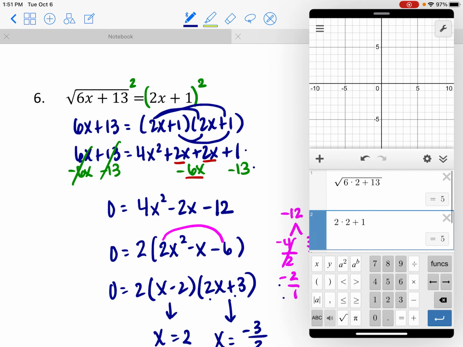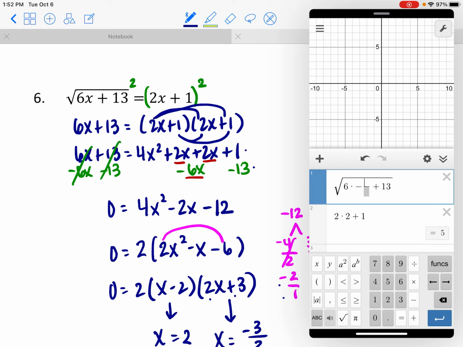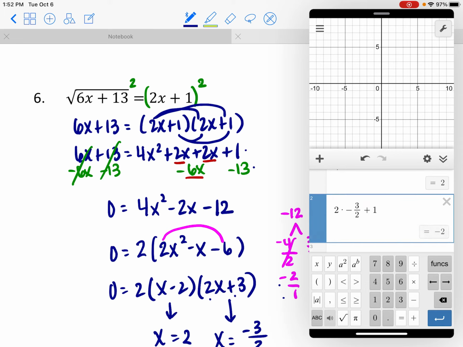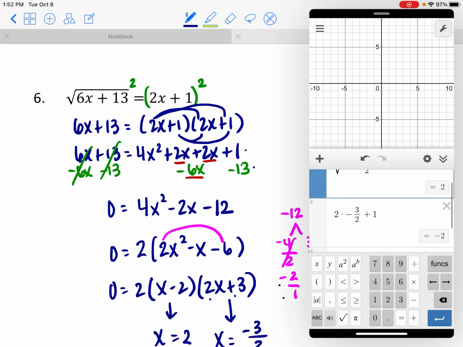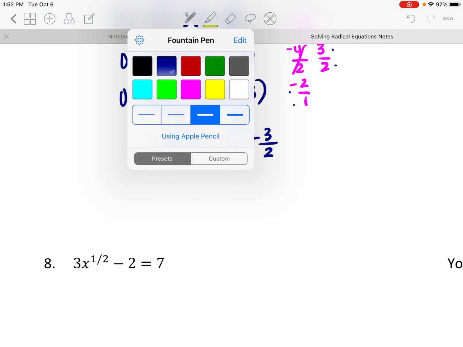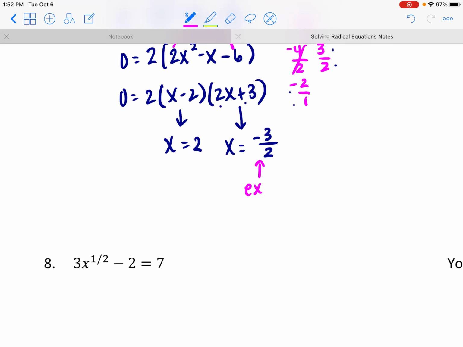So that works out. Now I'm going to go in here and replace the 2 with a negative 3 halves. And it gets me a 2 on that side. And again, let me replace this 2 with a negative 3 halves. And I get a negative 2 on the other side. So the positive 2 on the one side does not equal the negative 2 on the other side, which means negative 3 halves is not going to work.